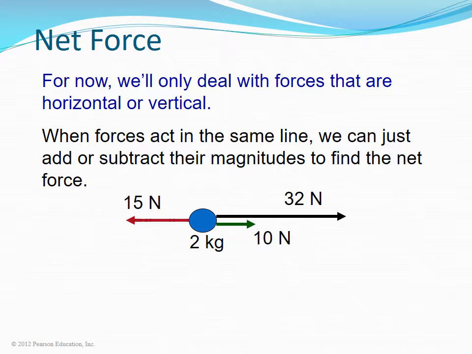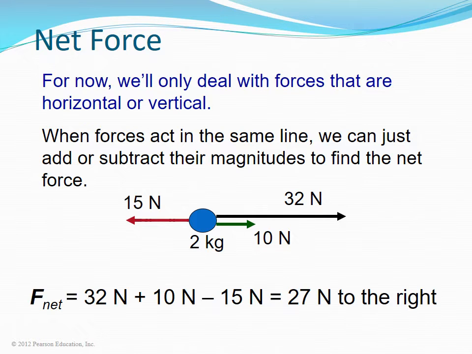For now, we will only deal with forces that are horizontal or vertical. When forces act in the same line, we can just add or subtract their magnitudes to find the net force. The 2 kilogram mass has 3 forces acting on it, 32 newtons and 10 newtons to the right and 15 newtons to the left. We call to the right positive and to the left negative. Add the 3 forces with signs to get a positive 27 newtons, or 27 newtons to the right, for the net force.